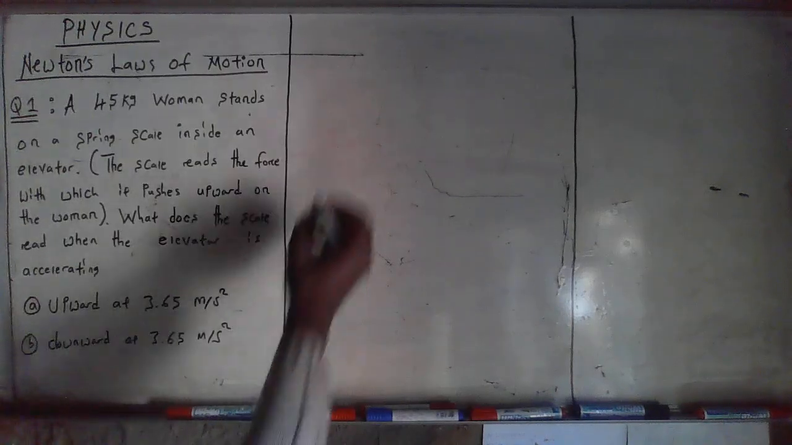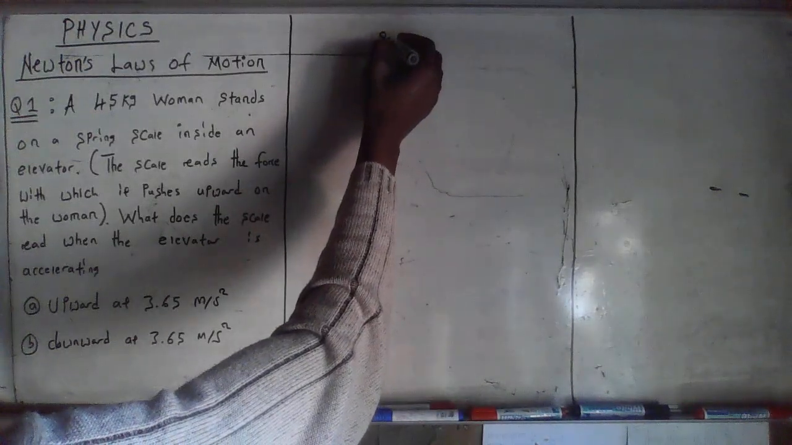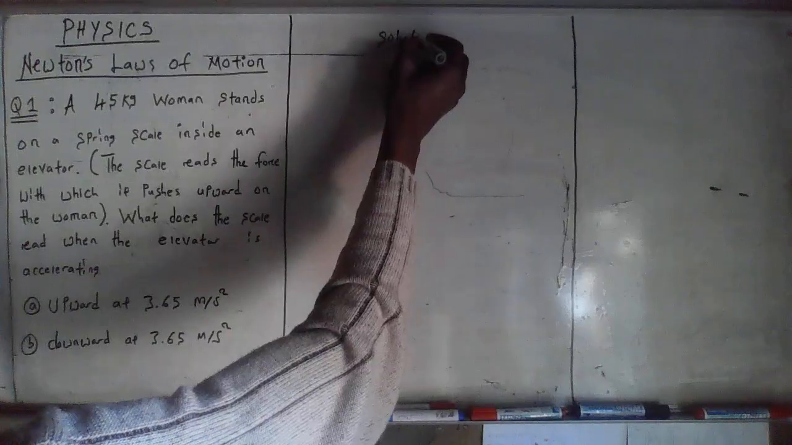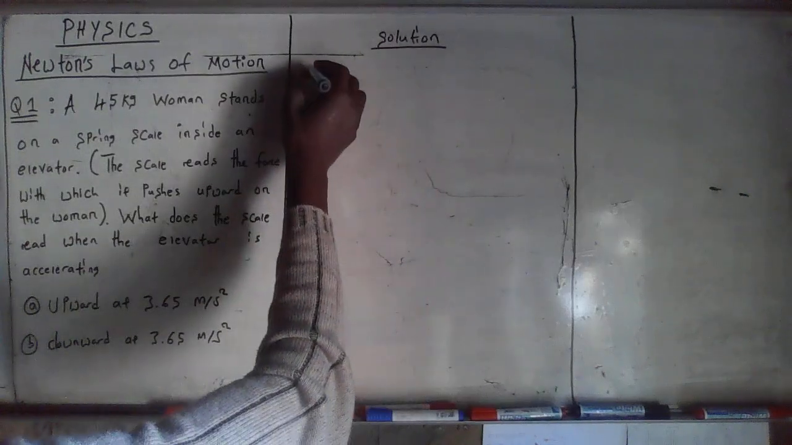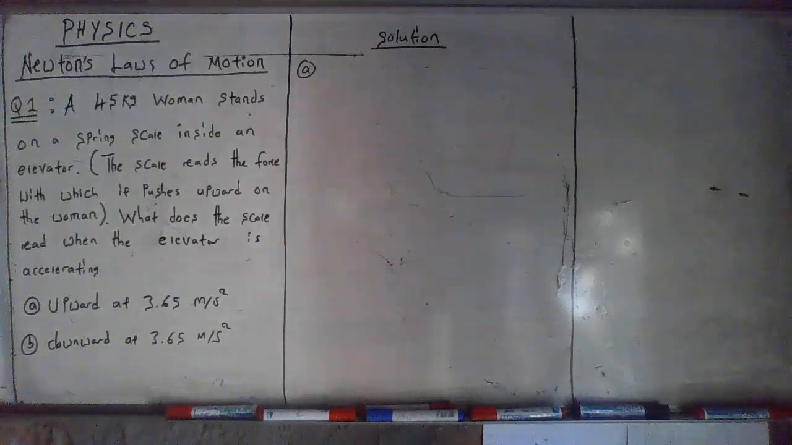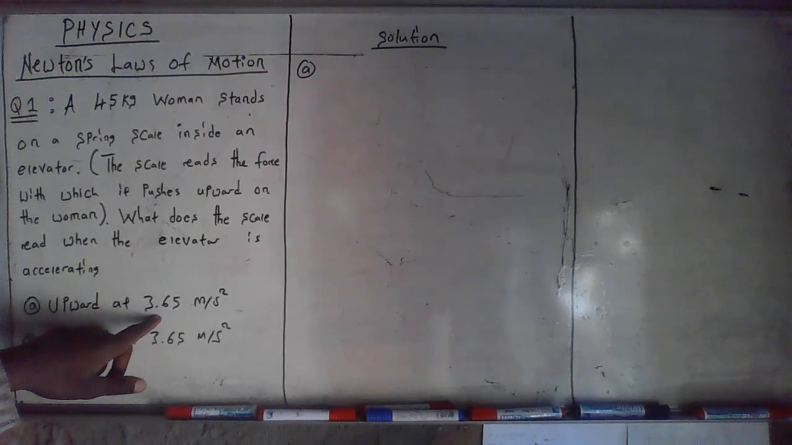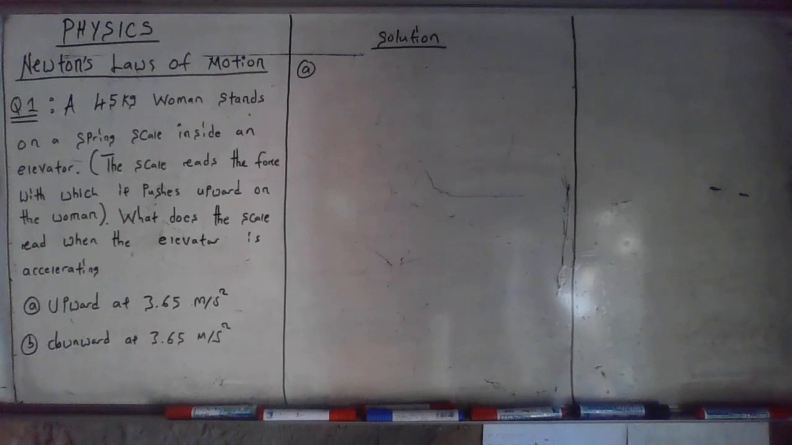B, downward at 3.65 meters per second squared. Well, this is our solution. For part A, they are saying, what does the scale read when the elevator is accelerating upward at 3.65 meters per second squared, right?